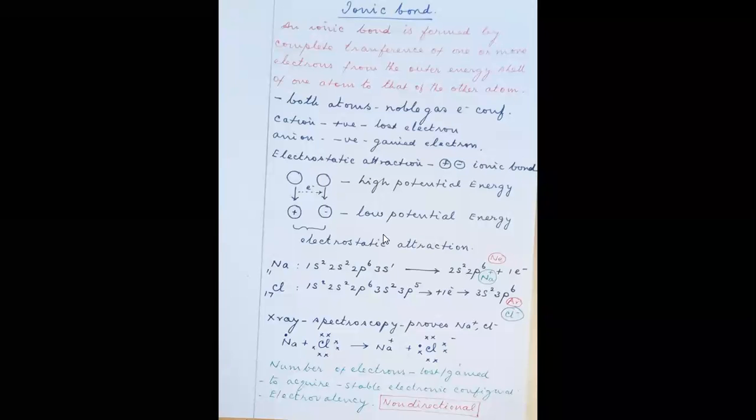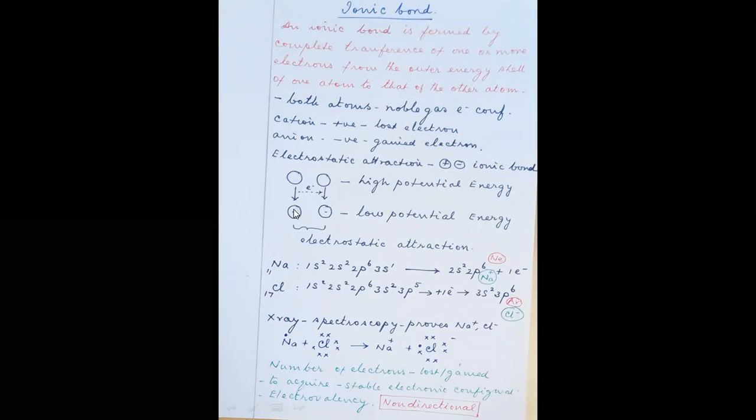Now look here, this is a schematic diagram. See, this is an atom. This is an atom. These two atoms are of high potential energy. But when the first atom loses an electron, it becomes a cation. And when the second atom gains the electron and becomes an anion, these cation and anion together are attracted because of the electrostatic attraction and they exist together as a molecule. Now their potential energy is less.